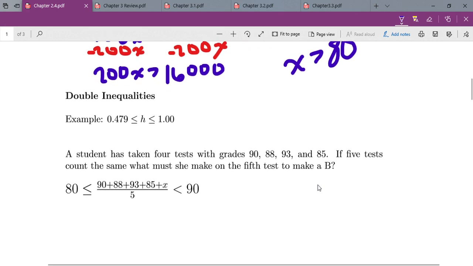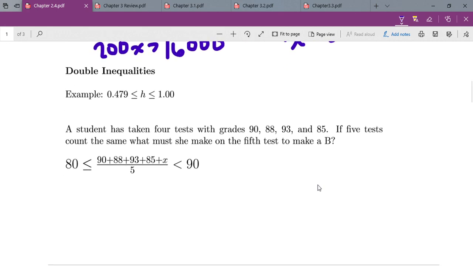Alright, moving on to double inequalities. An example of a double inequality looks like this. Very simple one.